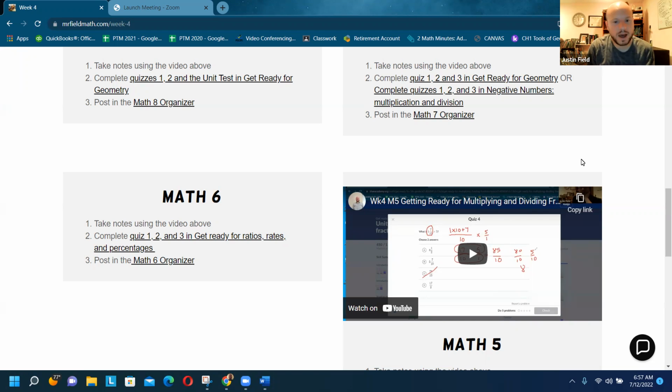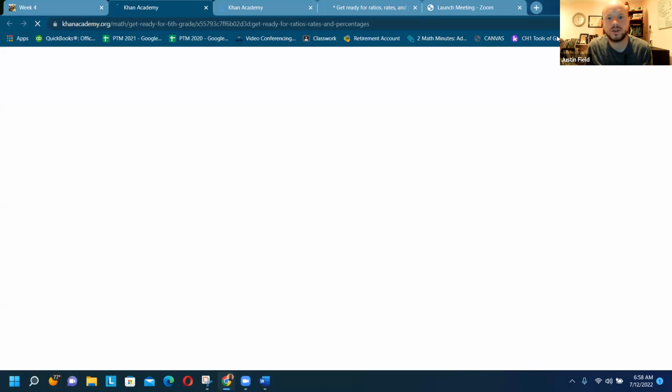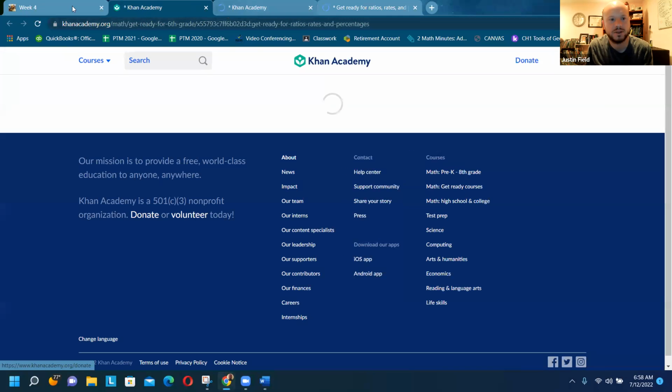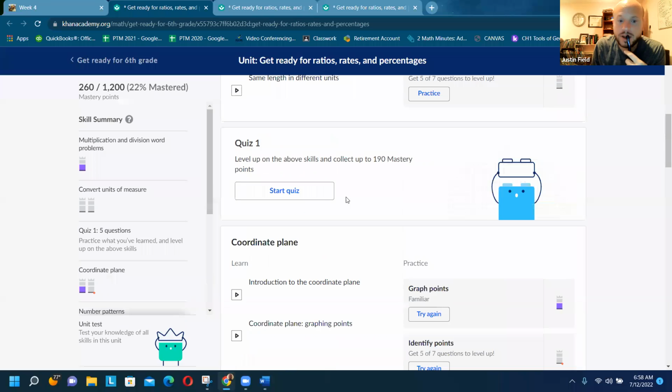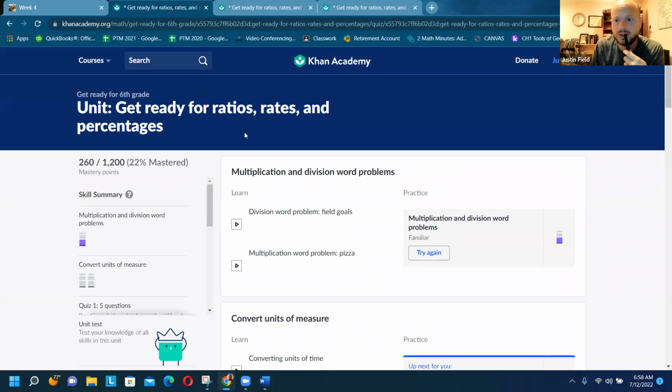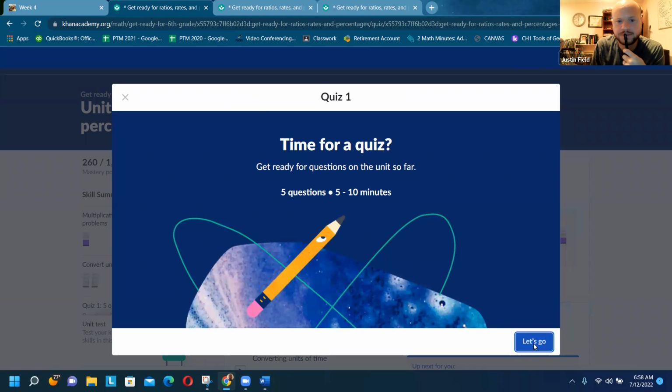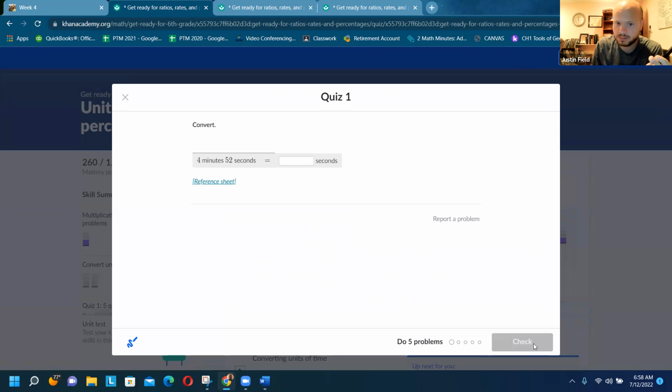It is Math 6, Week 4, and here we go. We're going to do quizzes 1, 2, and 3 in ratios, rates, and percentages. What I think is one of the more difficult, at times, units in Math 6. The ratios begin easy, but the rates and the percentages, they are packed with their challenges. So let's do quiz 1. If I write it down, you write it down. All right.